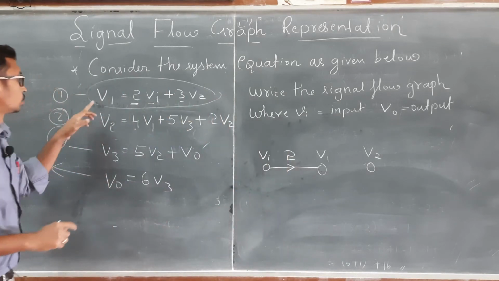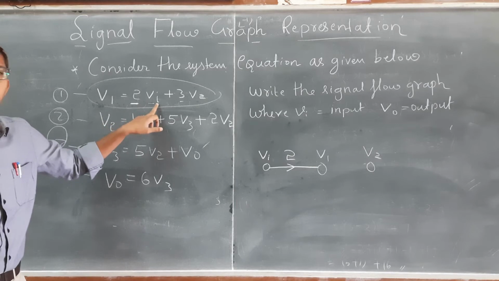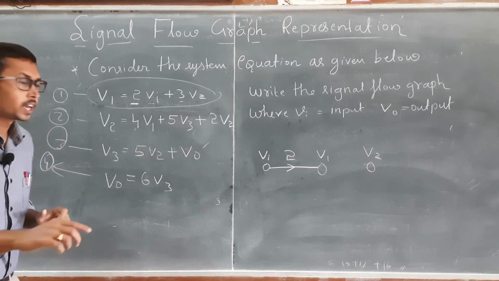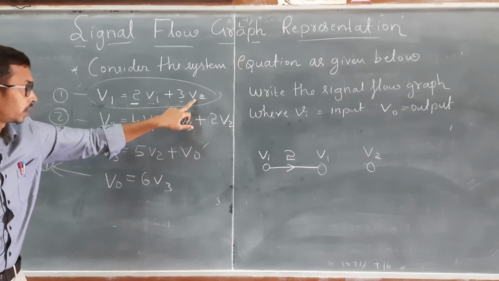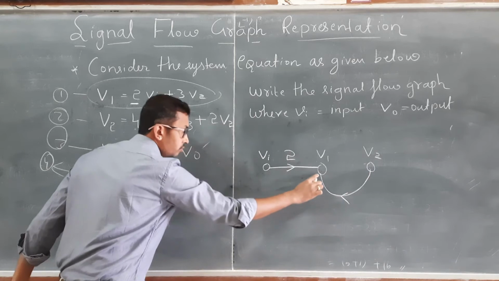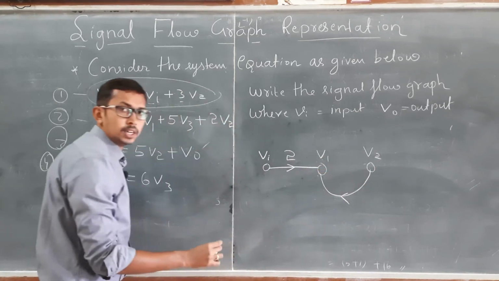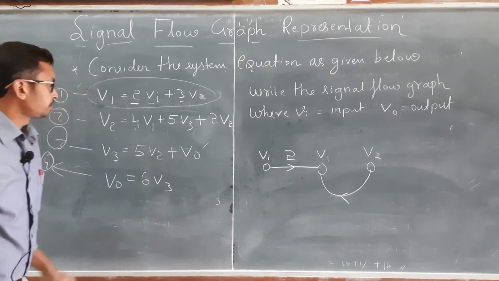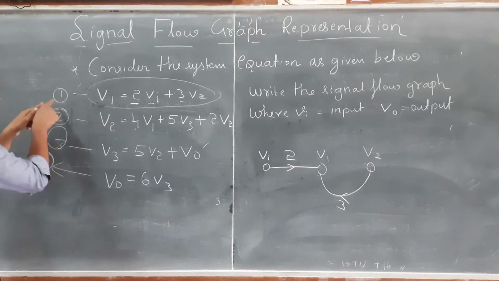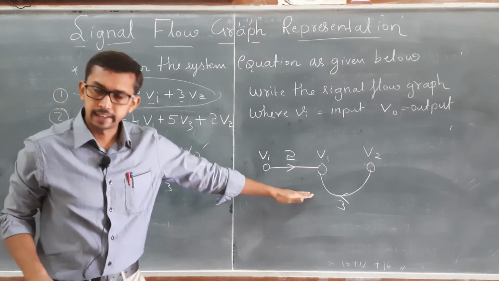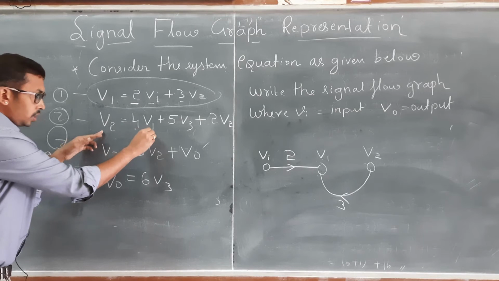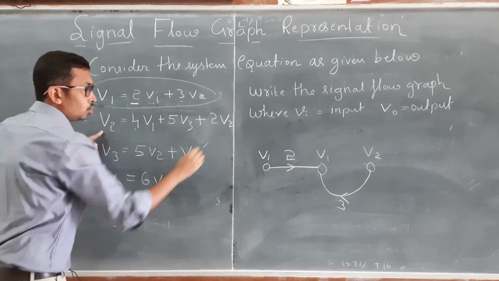Are you getting my point? So V1 is equal to 2Vi. Next, what else is there? Plus 3V2. So we are getting the signal from variable V2 to V1. That can be written as a signal with the transfer function, the constant, which is 3. So this equation number 1 is represented like this. Okay, continuation. V2 is equal to 4V1 plus 5V3 plus 2V2.